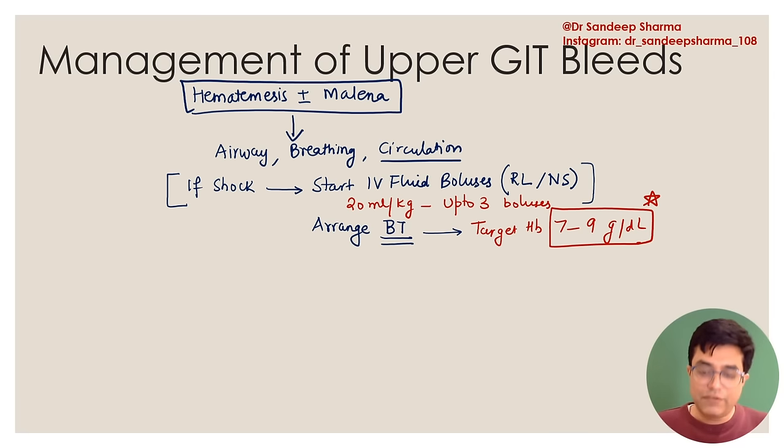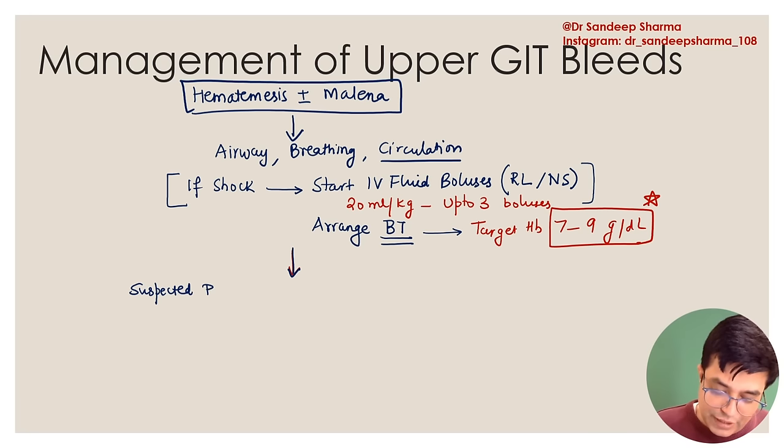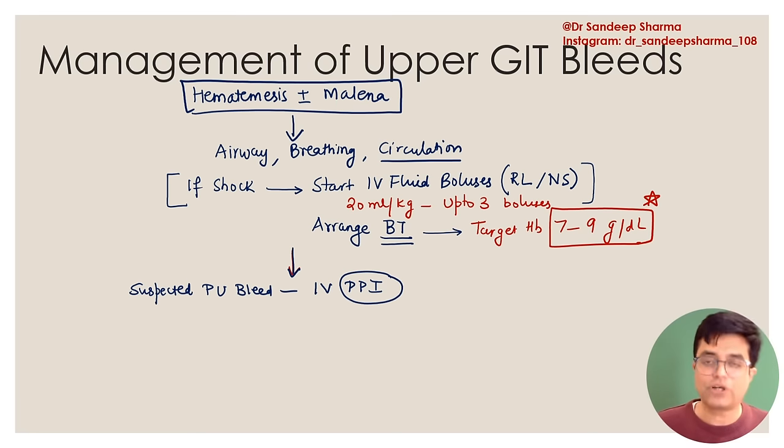After ensuring airway, breathing, circulation, you will do two things. In case you are suspecting peptic ulcer bleed, PU means peptic ulcer bleed, so you will start the patient on IV proton pump inhibitors. Bolus denge or infusion start karenge.